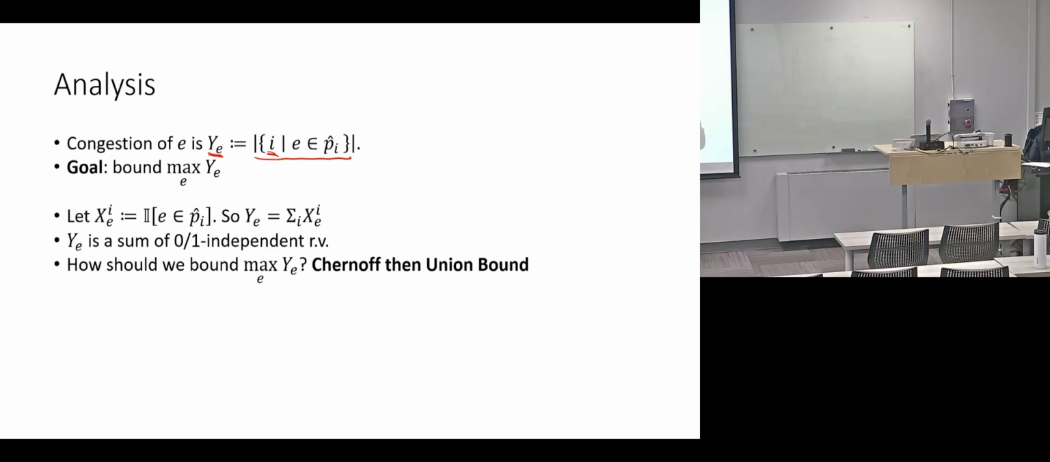So once you see this, to analyze this, you basically try to apply Chernoff, right? Because Chernoff is good for this type of variables when it's a sum of 0-1 independent things. Okay. Try to apply Chernoff, then you do a union bound over all e. That's the approach. But to apply Chernoff, we need to know the expectation first, right? So let's try to compute the expectation.